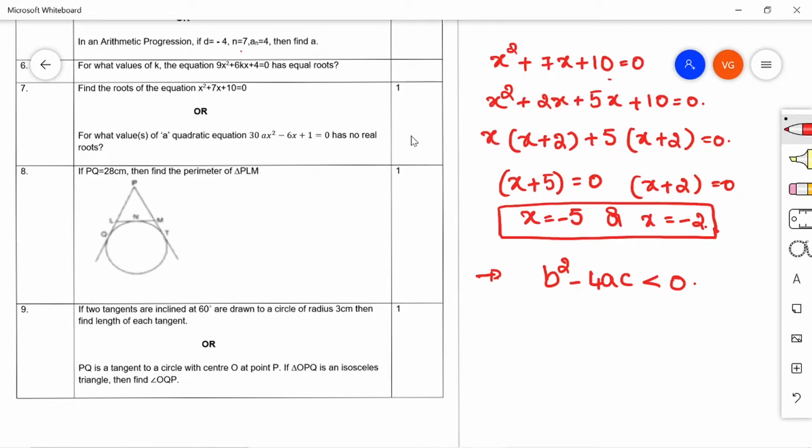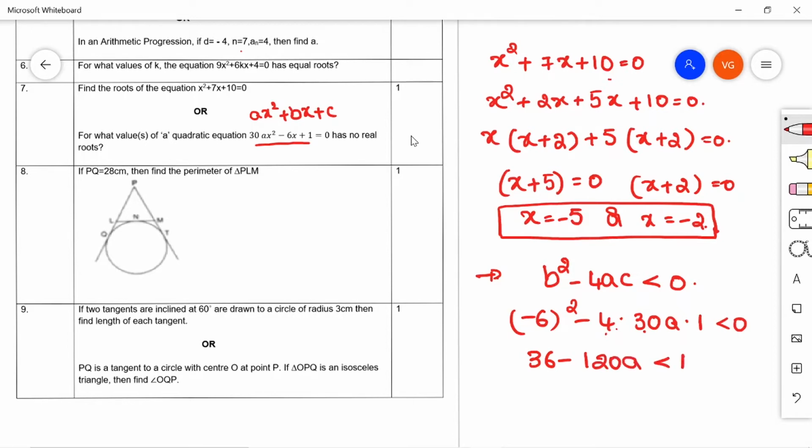Upon comparing the given equation with the standard form, that is ax square plus bx plus c is equal to 0, we get here a is equal to 30a, in place of b you have minus 6, and in place of c you have 1. So write it down: b is minus 6 whole square minus 4 into a, which is 30a, into c, which is 1, should be less than 0. So this is 36 minus 120a, right? 30 into 4 is 120, into 1. So 36 minus 120a should be less than 0.